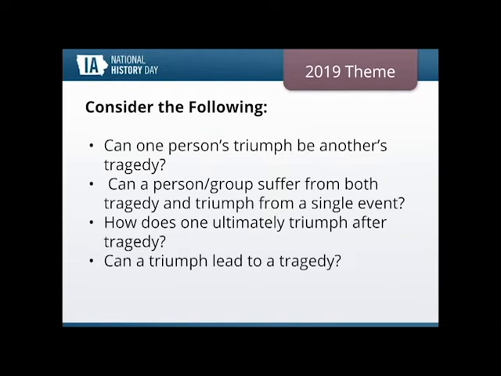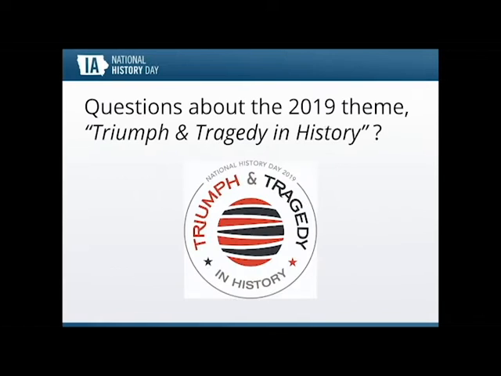So a couple questions I want you to consider when looking at topics or trying to figure out if the topic you've selected is strong enough. There's a couple ways that you can see what angle you want to go towards. Can one person's triumph be another person's tragedy? Can a person or group suffer from both a tragedy and triumph from a single event? How does one ultimately triumph after a tragedy? Can a triumph lead to a tragedy? Those are four great questions you can ask yourself when exploring a topic idea.